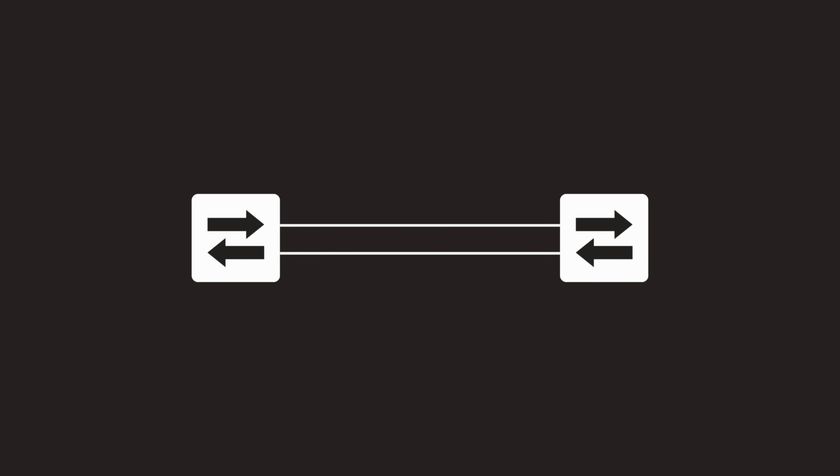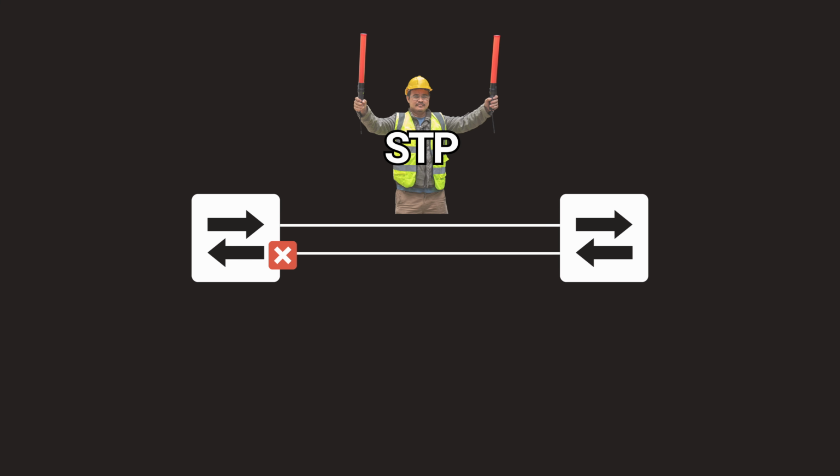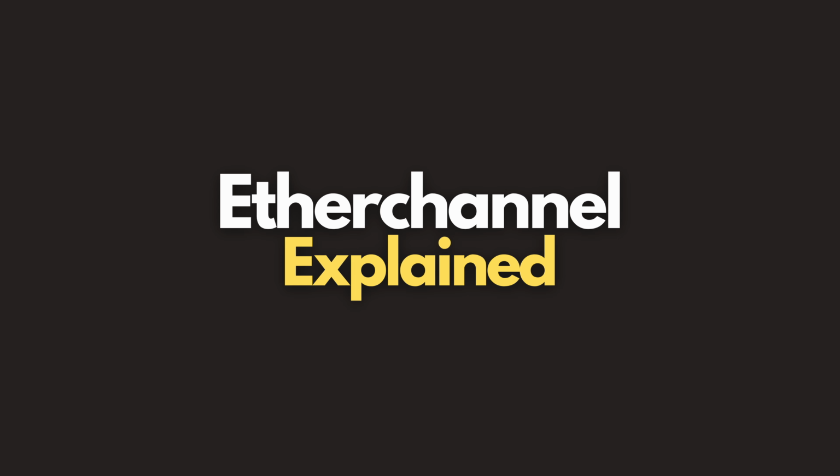Layer 2 topologies have an automatic loop prevention mechanism with spanning tree protocol, but it makes some of your links not usable unless there's a topology change. Good thing there's EtherChannel, which is used to bundle multiple links to increase bandwidth and enable load balancing across links.